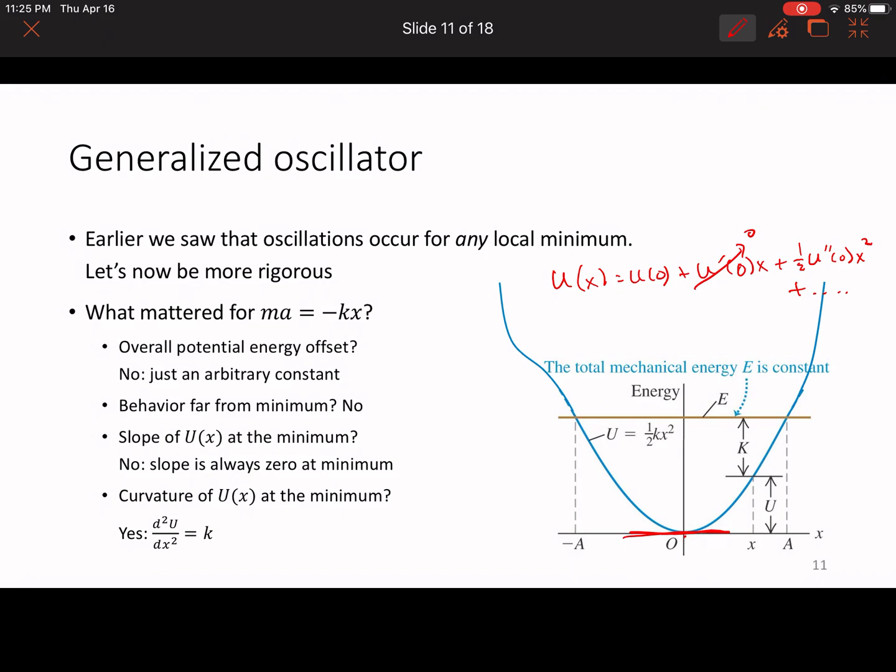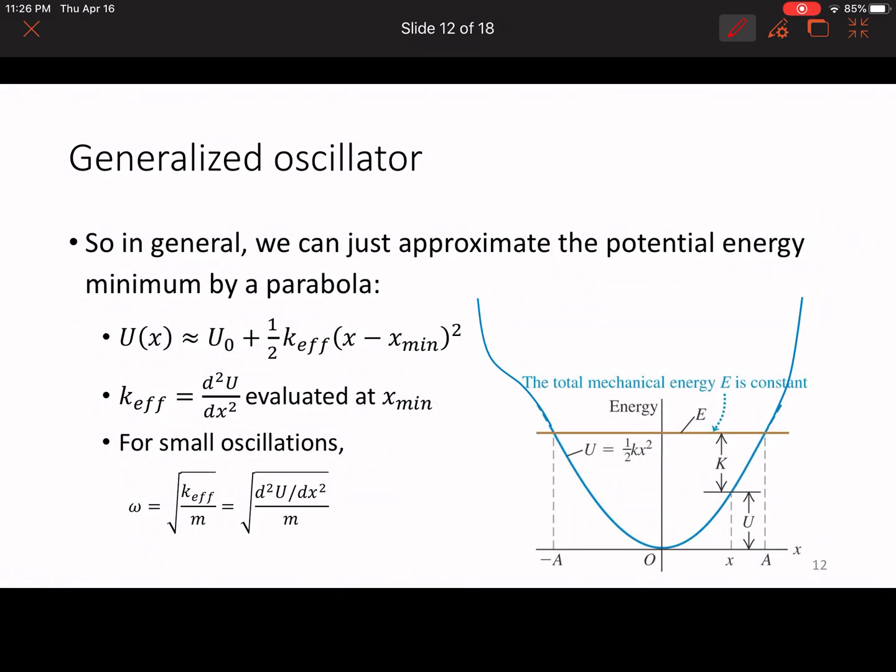In fact, if you consider our exact perfect spring, what you'll see is that u of x is 0 plus 0 plus 1/2 u double prime x squared, where u double prime is the spring constant k. It's 1/2 kx squared. And so it turns out the only thing that matters for simple harmonic oscillations is what is the curvature of the potential energy near the minimum where we are trapped. The second derivative, or the curvature, is equal to the effective spring constant k. And that's the really cool piece of physics that we're now going to exploit.